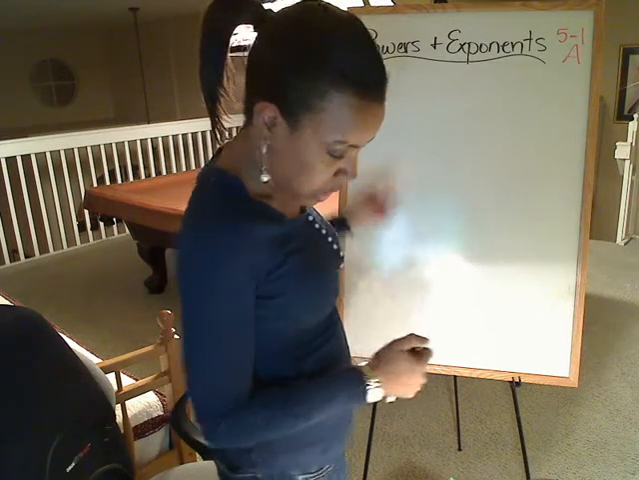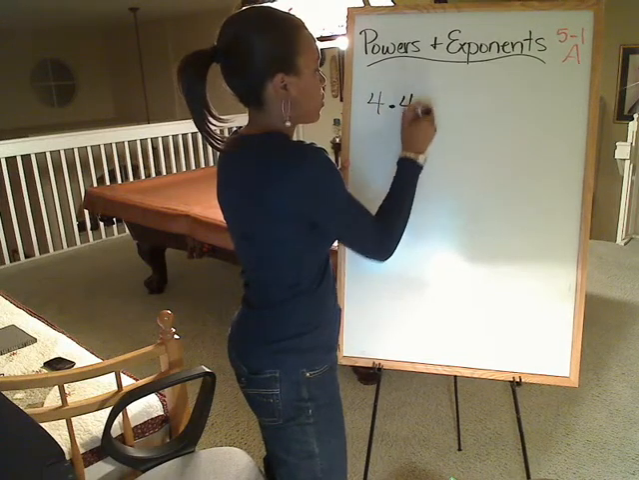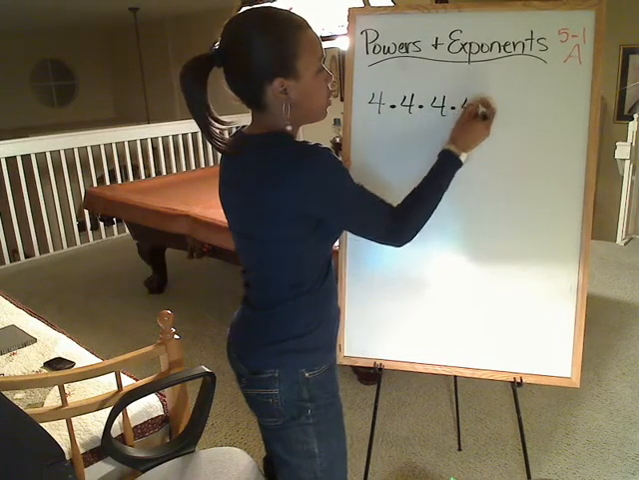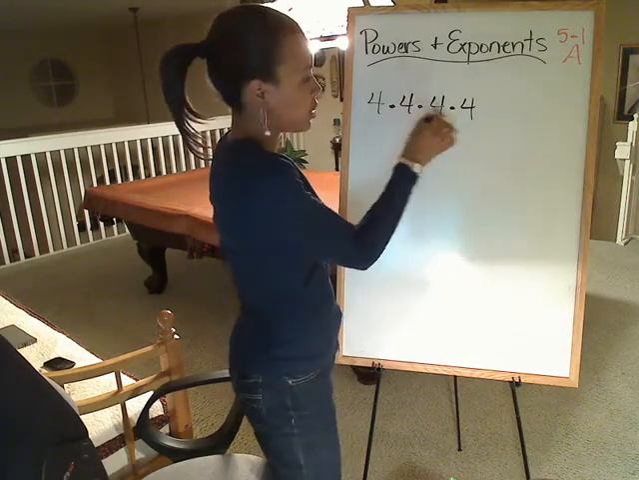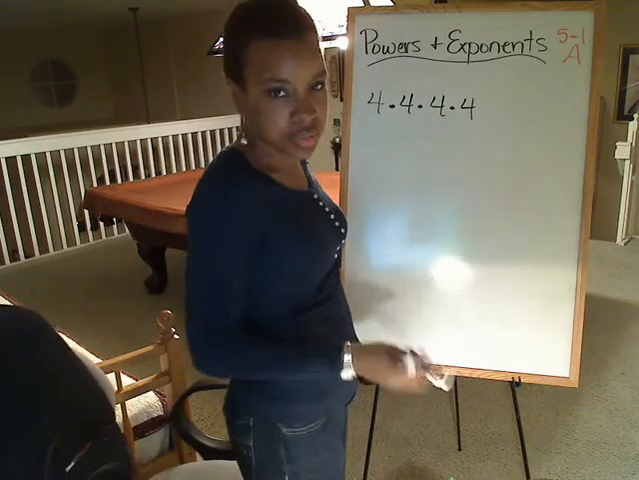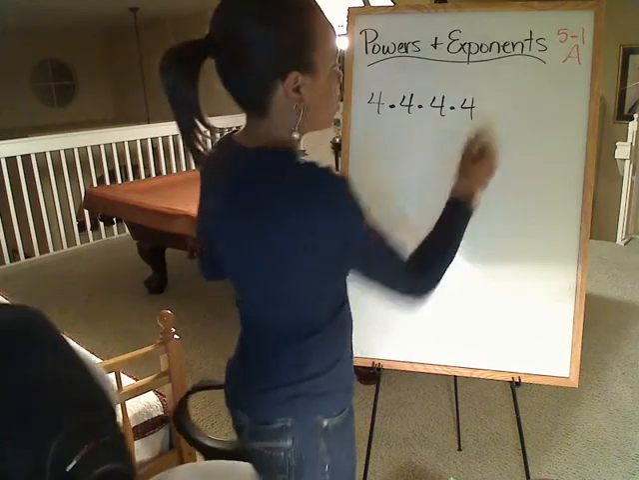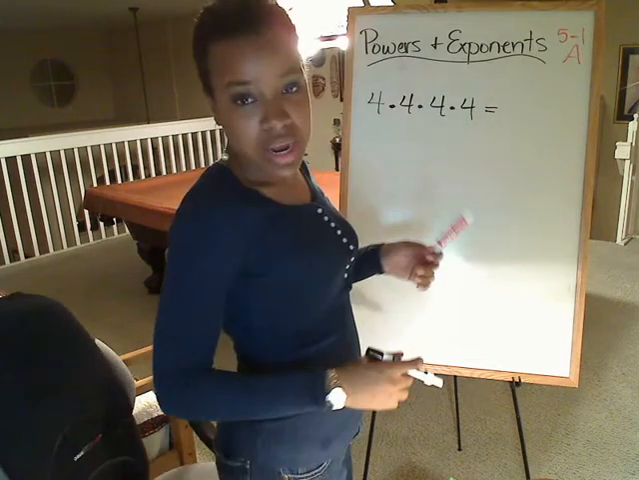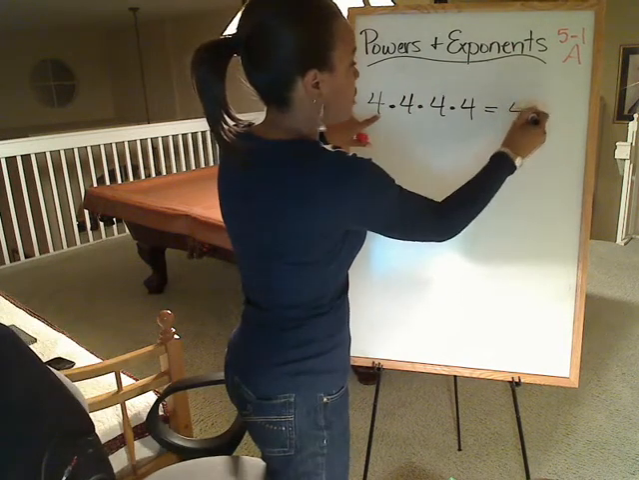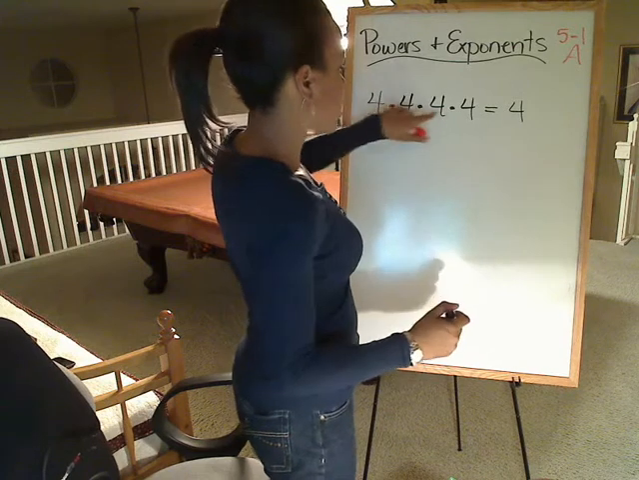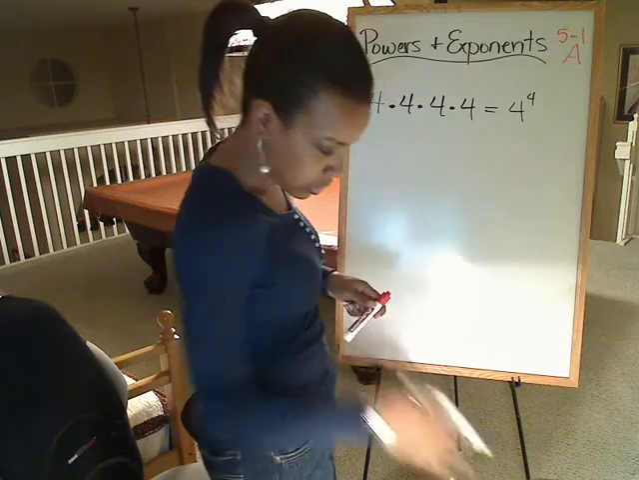So for instance, if you have the expression 4 times 4 times 4 times 4, and remember the dots mean multiplication. We don't really use the x's anymore. If you wanted to write it as a power, which means a base and an exponent, the base is 4 because that's what you're multiplying. The exponent is 4 because you multiplied it 4 times. So it would be 4 to the 4th power.